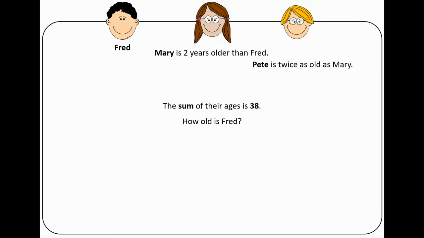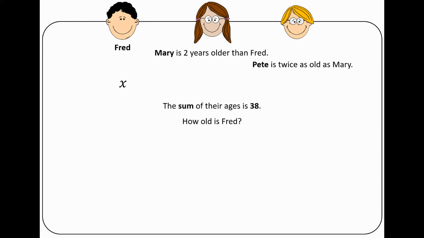Now in this example here, we have Fred. Mary is 2 years older than Fred, and Pete is twice as old as Mary. So again, Fred, I don't know how old Fred is. Let me call that X. Again, the reason why I use X is that I need to use a variable because I don't know. It doesn't have to necessarily be the letter X. I can use any letter, A to Z, for my variable or my unknown.